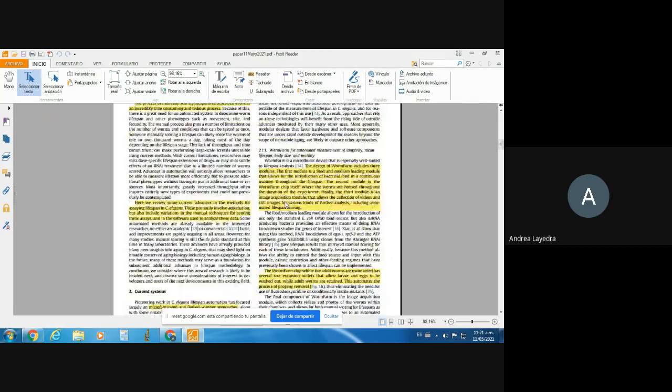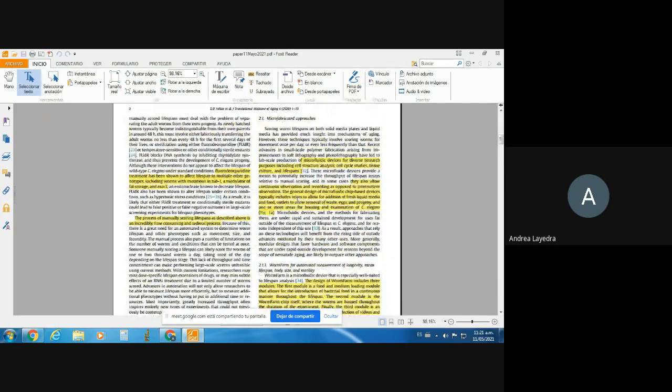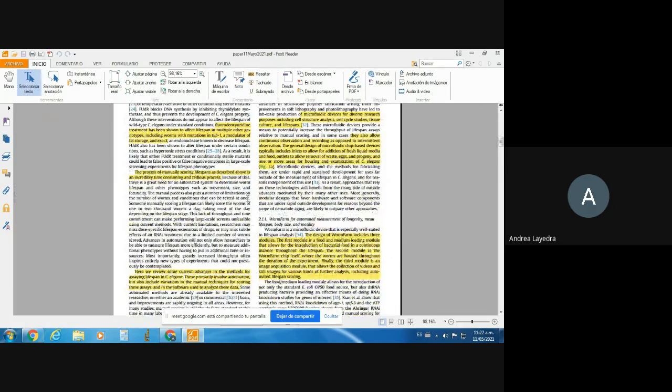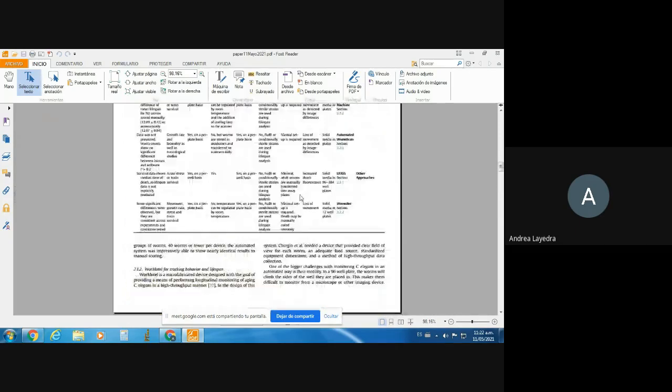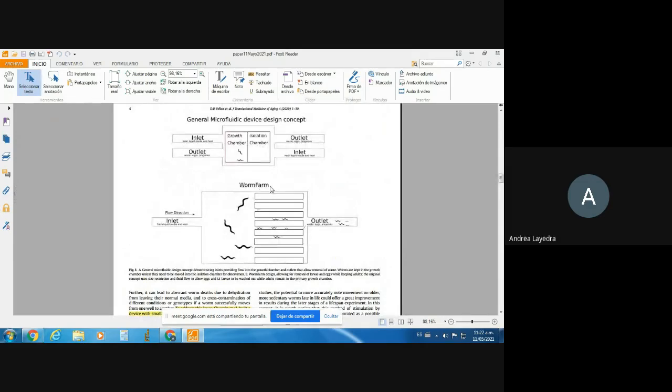Regarding a microfabricated approach, this allows continuous recording rather than intermittent observations. As seen in this figure, the general design of microfluidic devices includes inlets for the addition of fresh liquid media and food, outlets for removing waste, eggs, and progeny, and one or more zones for housing and examining C. elegans. Among these devices is WormFarm. This is used for automated measurement of longevity, pulse, life, body size, and motility.